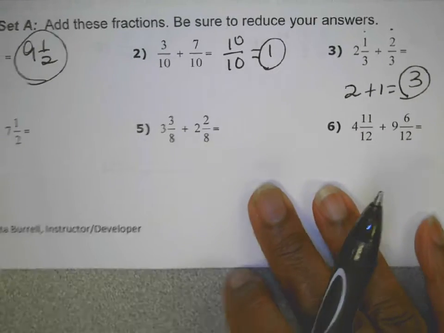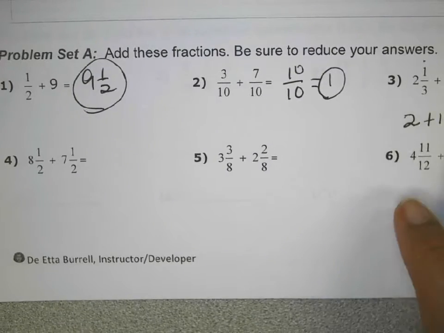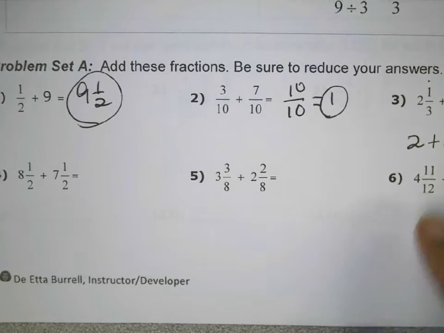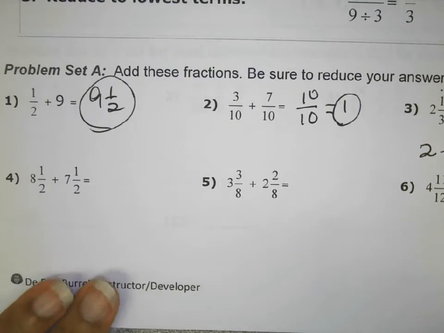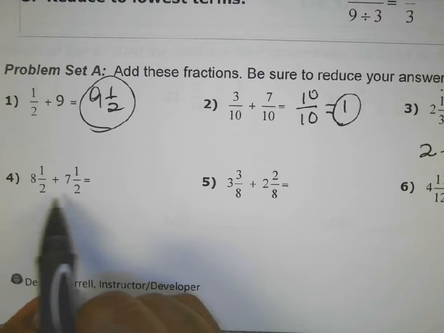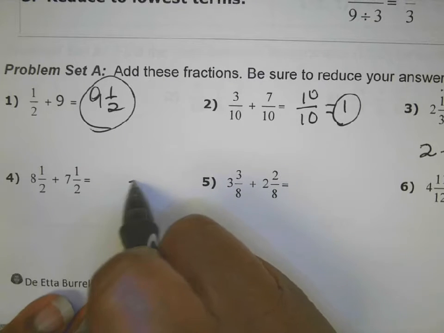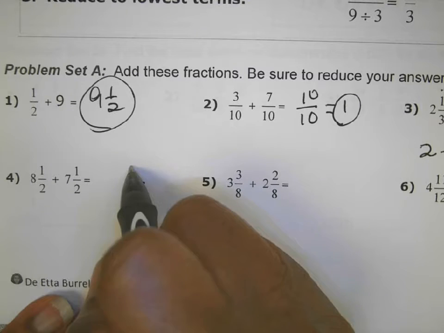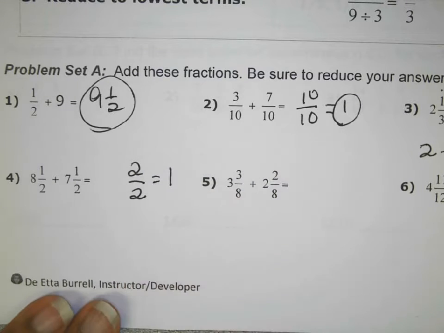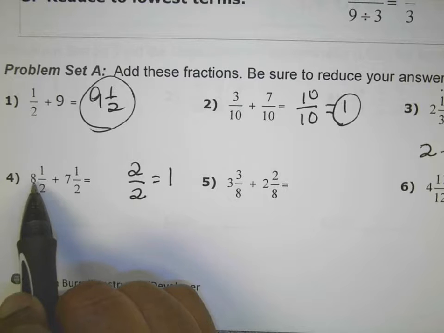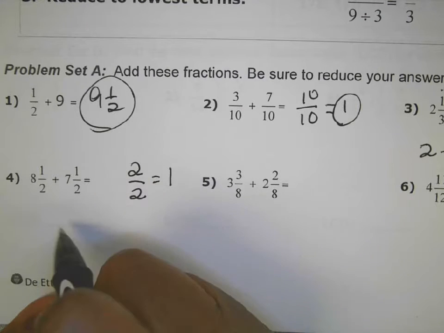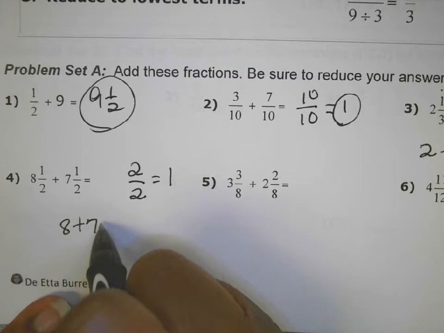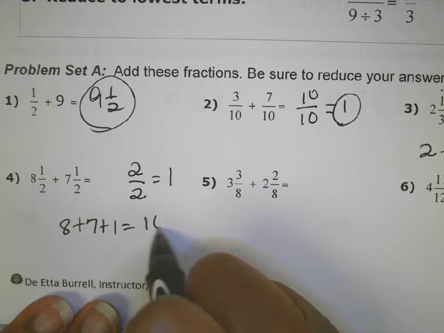Down here on the bottom, I also have whole numbers and fractions. The fractions do have the same denominator, so I'm going to just write my denominator and add the numerators. 1 plus 1 is 2. I know that's equal to 1. I have 8 plus 7 plus 1, which is 16.